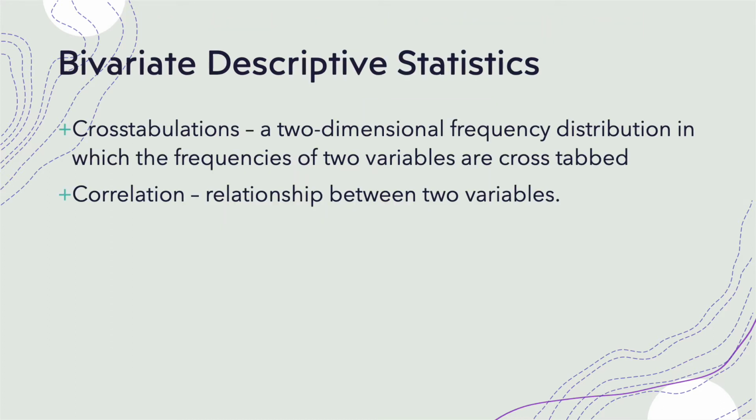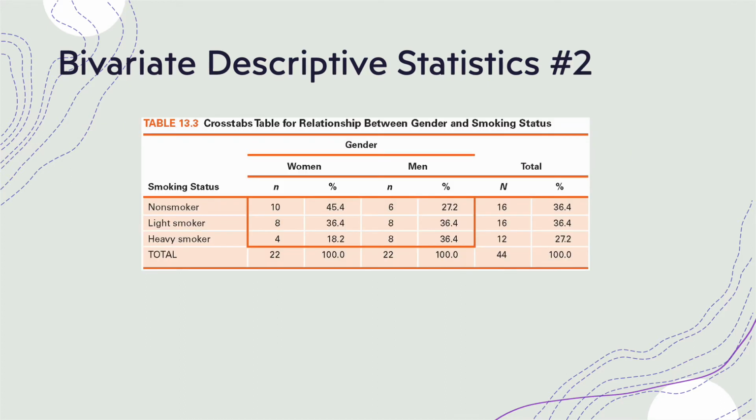Bivariate descriptive statistics describe the relationship between two variables. It basically describes the intensity and direction of a relationship. There are two things we'll discuss: cross tabulations, a two-dimensional frequency distribution in which the frequency of two variables are cross-tabbed, and correlation, which is the relationship between two variables.